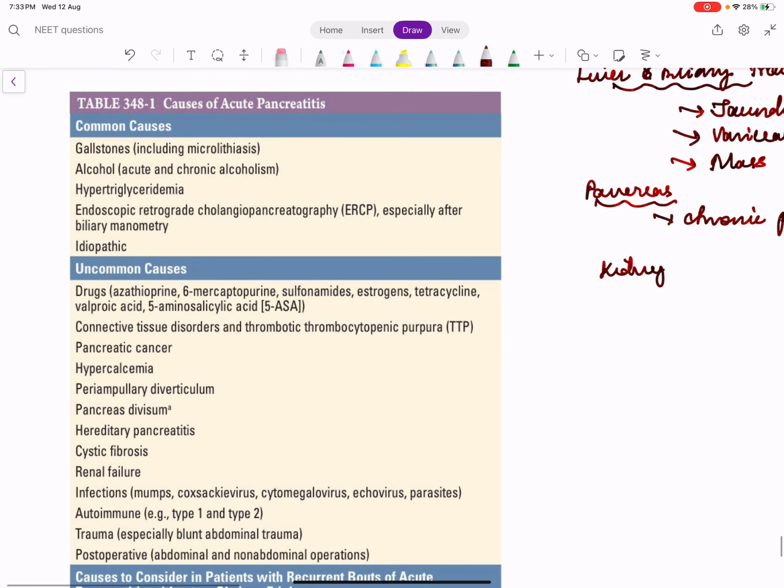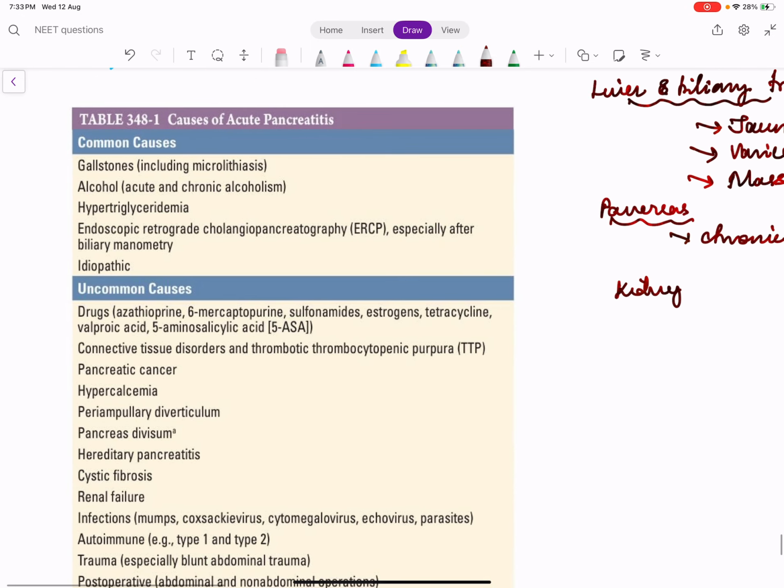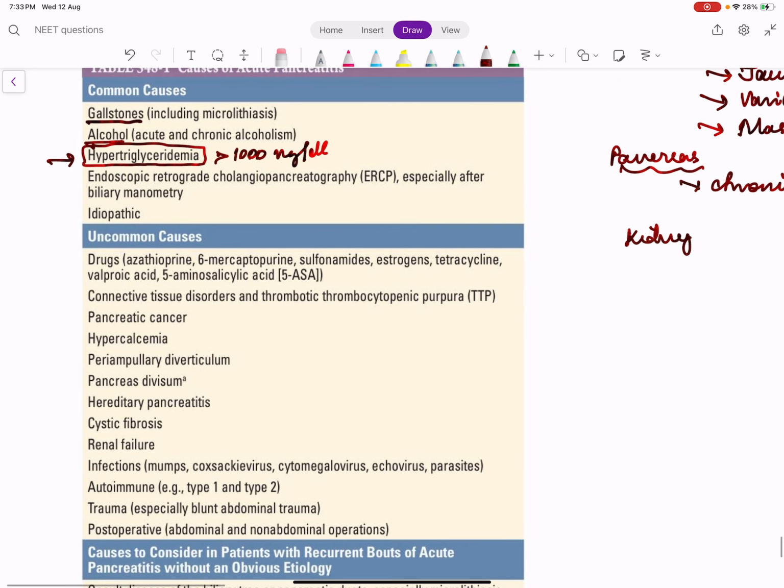So what are the causes of acute pancreatitis? Again, pancreatitis is mainly a surgical topic. To discuss the causes, alcohol is a cause, gallstones causing obstruction is a cause. Among the medical causes, hypertriglyceridemia. Usually when the triglyceride level is more than 1000 milligrams per deciliter, it can cause pancreatitis.